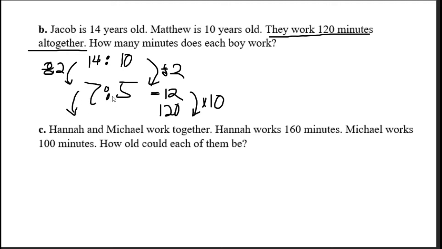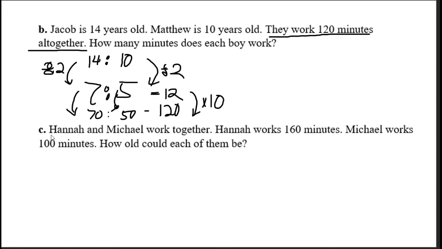Follow the same thing on each of the individual parts, and you can see 70 to 50. Add them up, you will still get 120. It's in the exact same ratio. If you want to double check it, 14 times 5 is 70, and 10 times 5 is equal to 50.